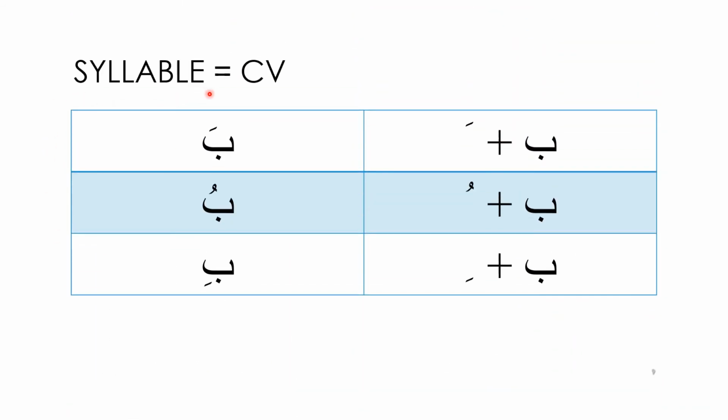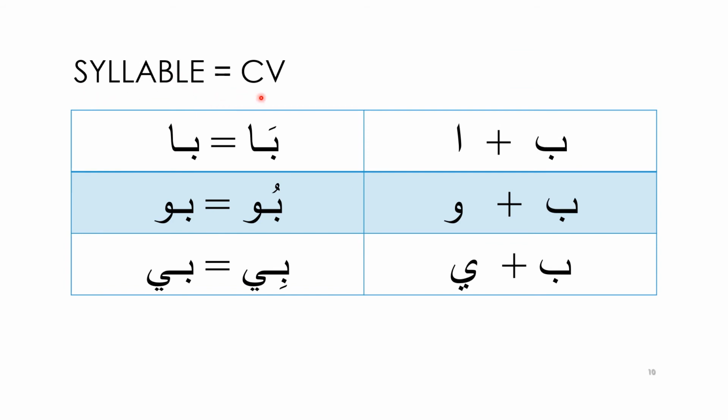Okay, now we are going to talk about the Arabic syllables. There are three basic ways to form syllables in Arabic. One way to do that is to add a short vowel to a consonant. For example, here I have the letter ba, the sound b. If I add a short vowel a, I will have ba. If I add the short vowel u, I will have bu. If I add the short vowel e, I will have b.